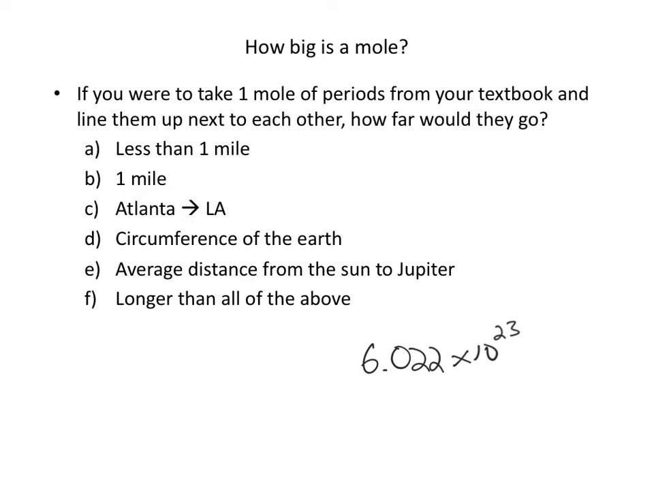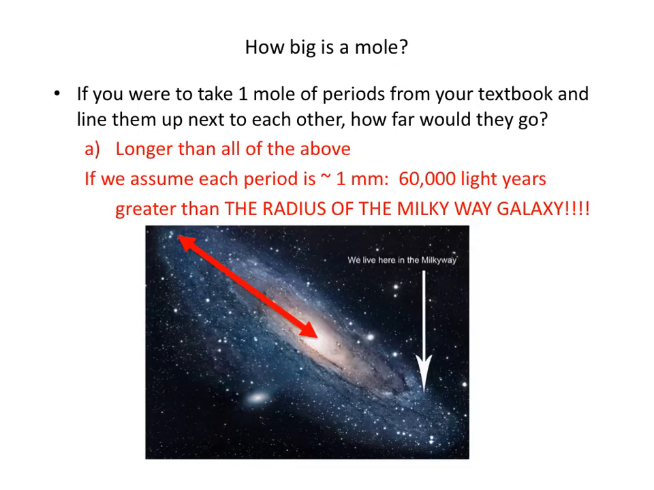Would it be less than a mile? Maybe about a mile? The distance from Atlanta to LA? Maybe something big like the circumference of the Earth, or the average distance from the Sun to Jupiter. Or maybe it's longer than all of those. Well, if you were to say longer than all of them, that would have been the correct answer. In fact, if we assume that each period is about 1 millimeter, a mole of periods would stretch roughly 60,000 light years. Right? That's actually greater than the radius of our Milky Way galaxy.